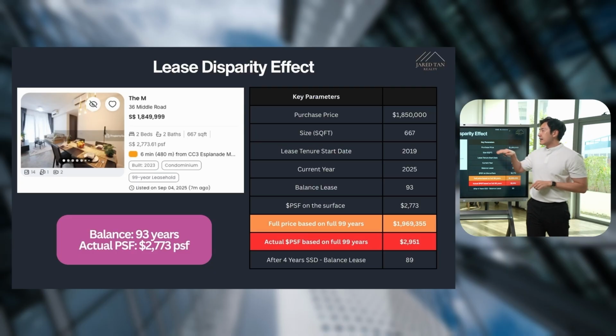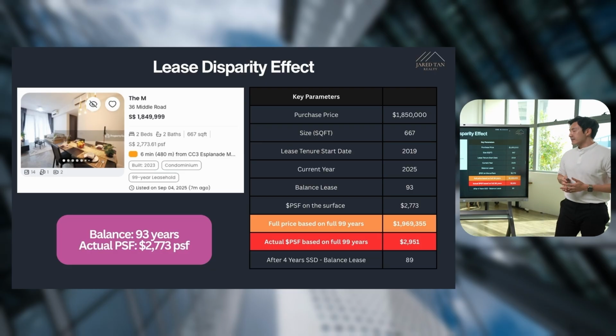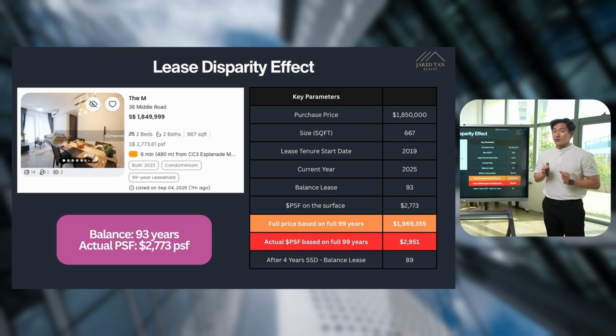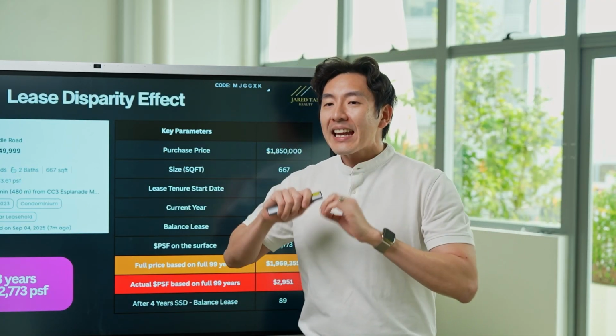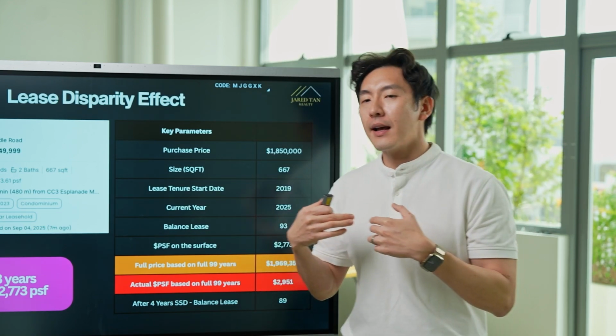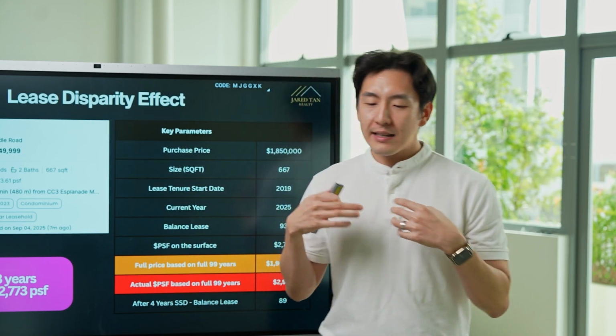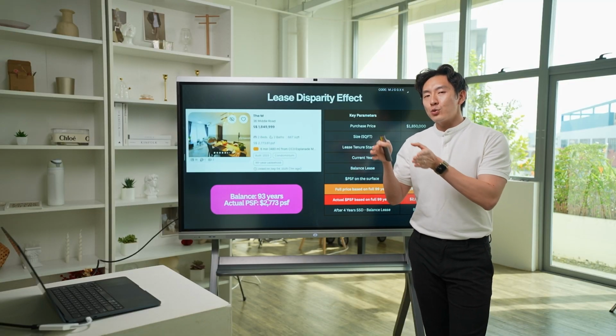Okay, for the M currently on PropertyGuru asking for $2,007 PSF. This was a property that just recently TOP. This is also the D starts from 2019, so you have a balance lease of 93 years. PSF on surface is about $2,007 PSF for 93 years left. So what that means, if you reset it back to brand new 99, you have actually a PSF of about $2,009 PSF. So I like how consistently showing two resale properties gives me back a number that is more expensive than the brand new, which then illustrates the safe entry price for Aura at $2,007 comparatively to the resale market.